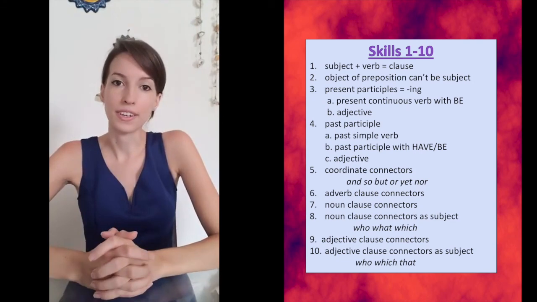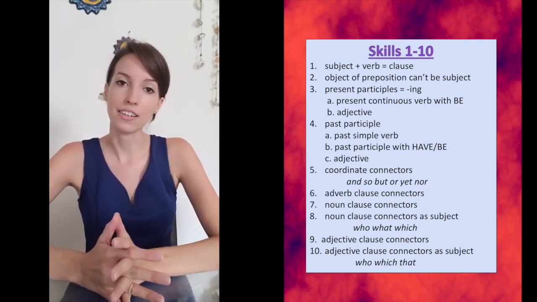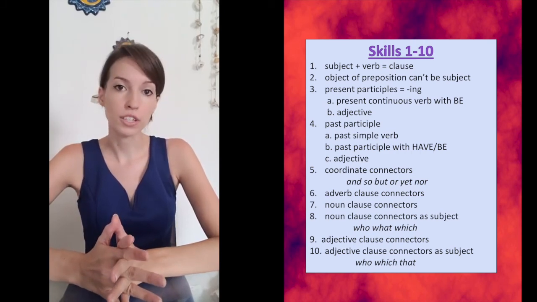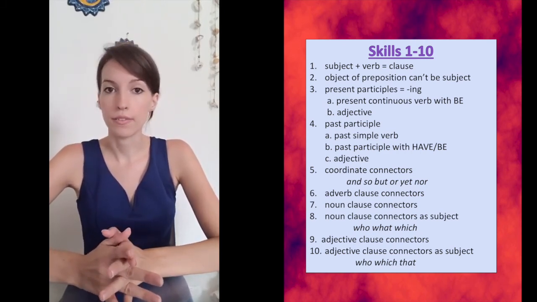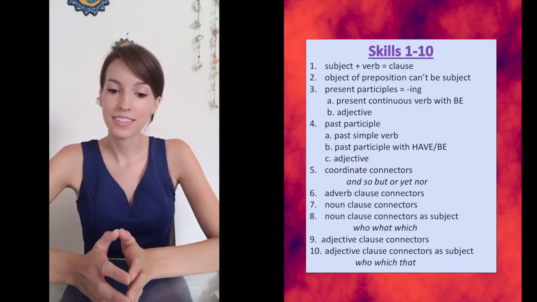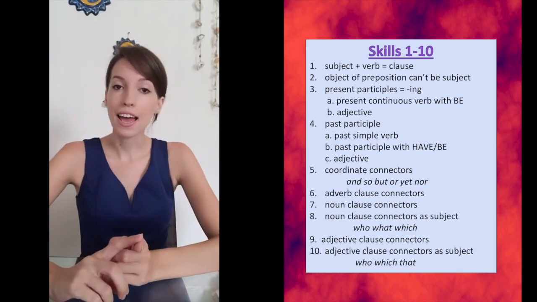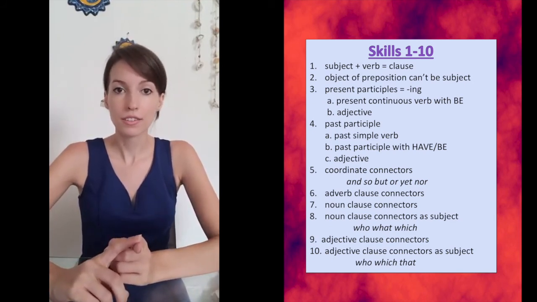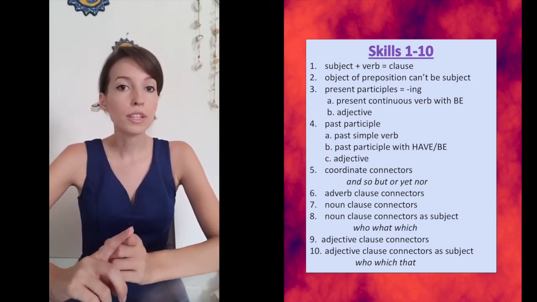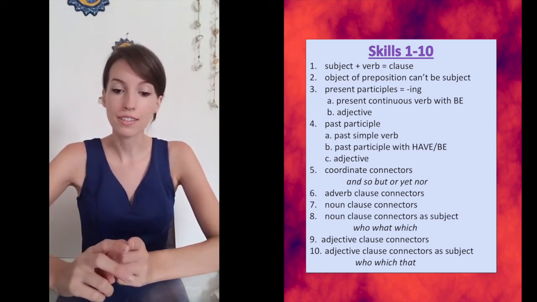Hello, TOEFL students. So far, we have learned 10 skills for TOEFL structure, questions 1 through 15. So today, we're going to review those skills. Skill 1 is that a subject and a verb make a clause. Remember, you only need a connector if you have 2 or more clauses.